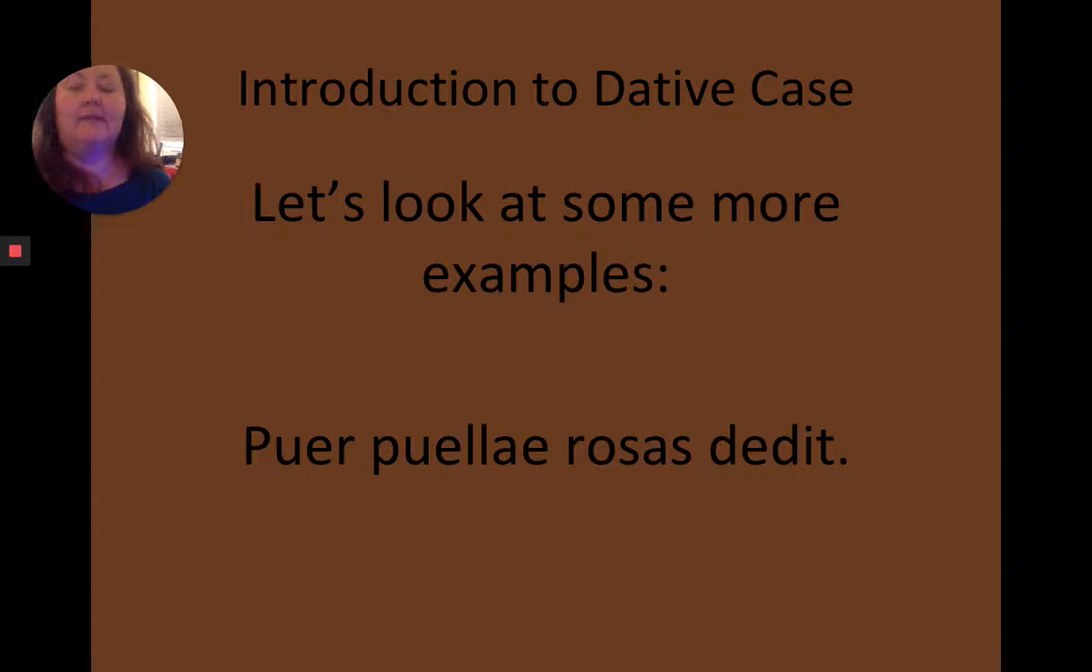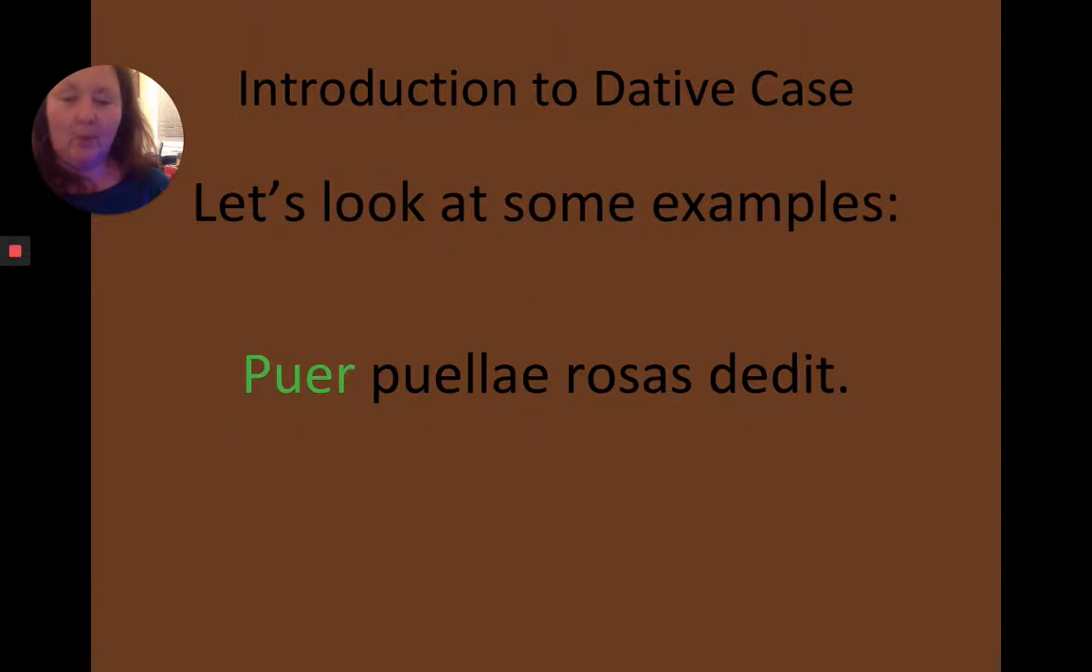Here's our example sentence. Puer puellae rosas dedit. Say that with me, please. Puer puellae rosas dedit. Good. Now we know that subjects in Latin sentences tend to be at the beginning. They have to have a nominative ending. And when we look at puer, it is definitely nominative, so we can make it the subject. And we know puer means, that's right, boy. So the boy is going to do something in our sentence.